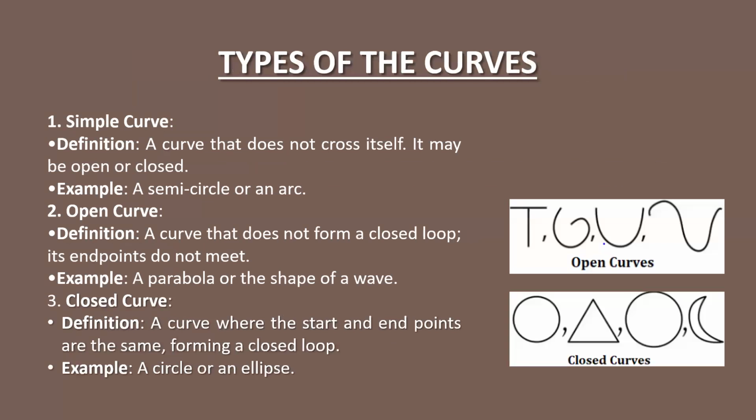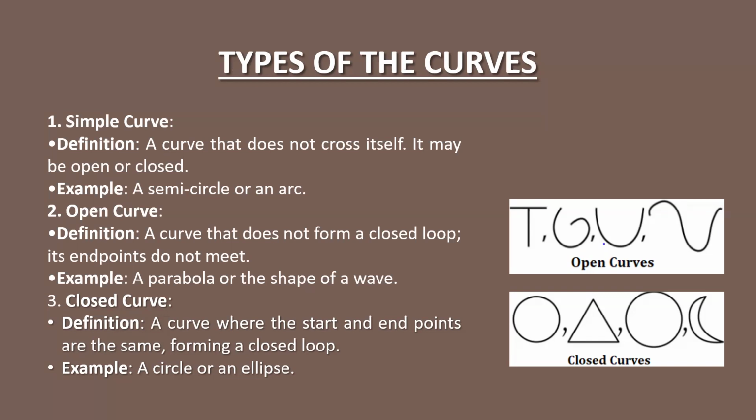So, the types of curves. First, what is a simple curve? A curve that does not cross itself; it may be open or closed. For example, a semicircle or an arc. So a curve that does not cross itself, whether open or closed, is said to be a simple curve. Here we can take U, M, S, C as examples of simple curves.